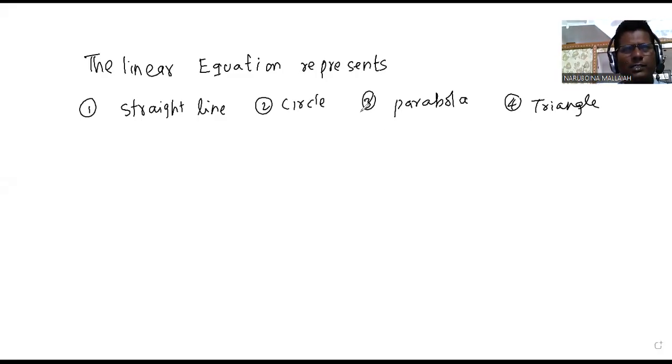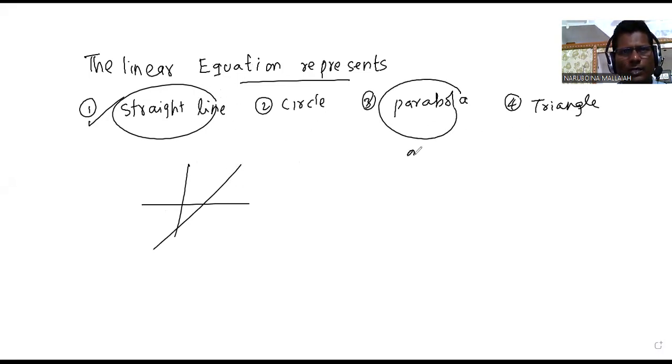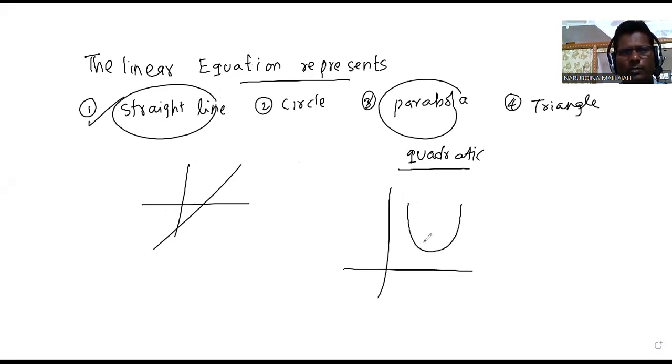The linear equation represents, right? Linear equations always represent a straight line. So this is a direct question. If you draw the graph of any linear equation, we get a straight line. For a parabola, if we draw the graph of a quadratic equation, you get a parabola of this type. For a quadratic equation, we get the diagram of a parabola. For a linear equation, we get a straight line. So the answer is 1.